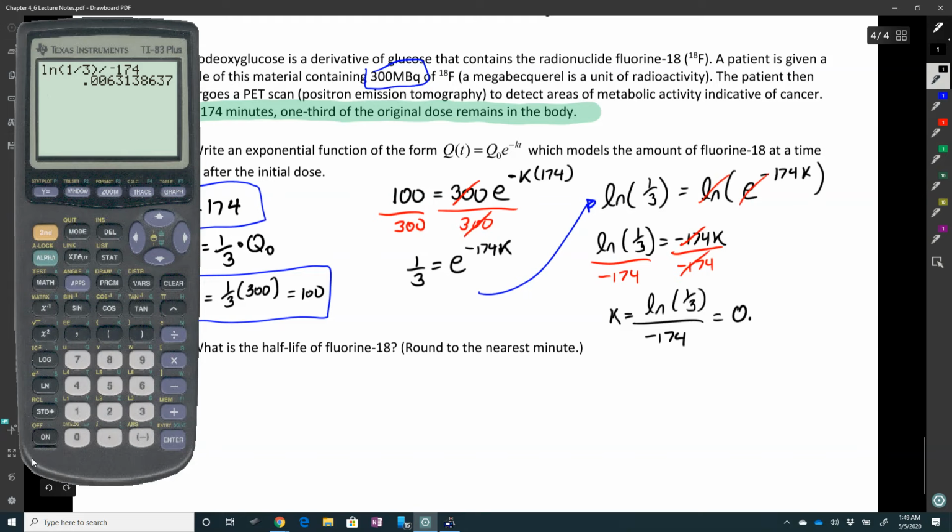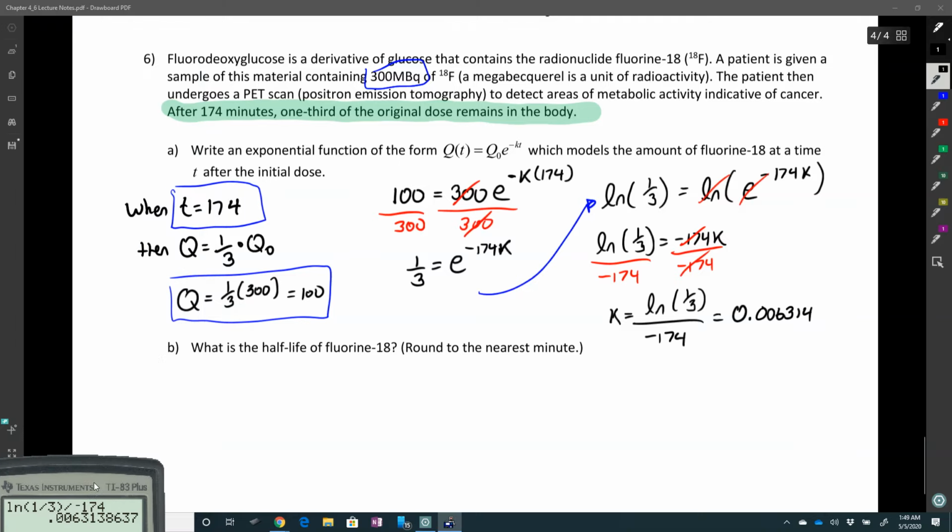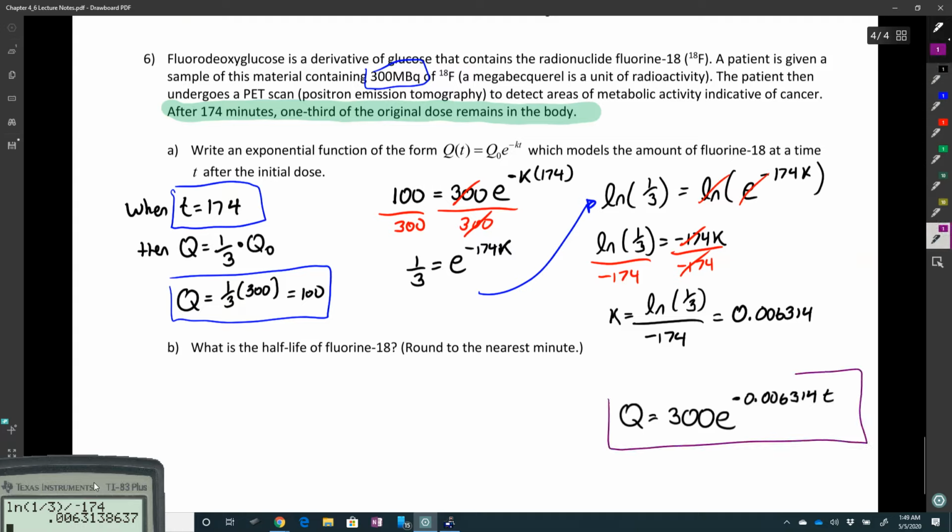So, 0.006314. All right. So my equation is going to be Q equals 300 e to the negative 0.006314 t. There you go.